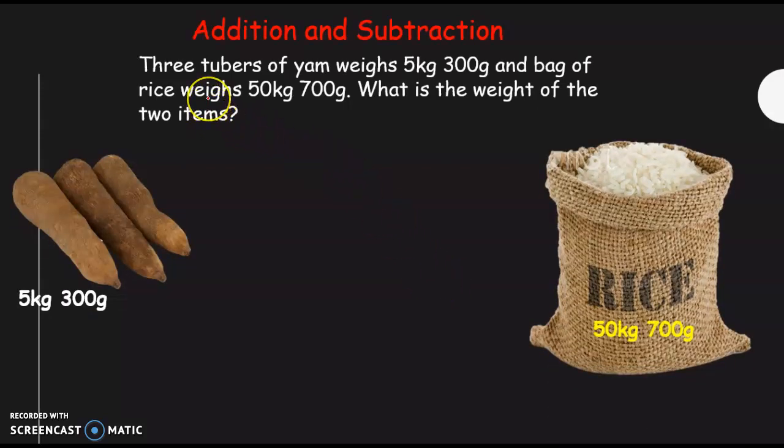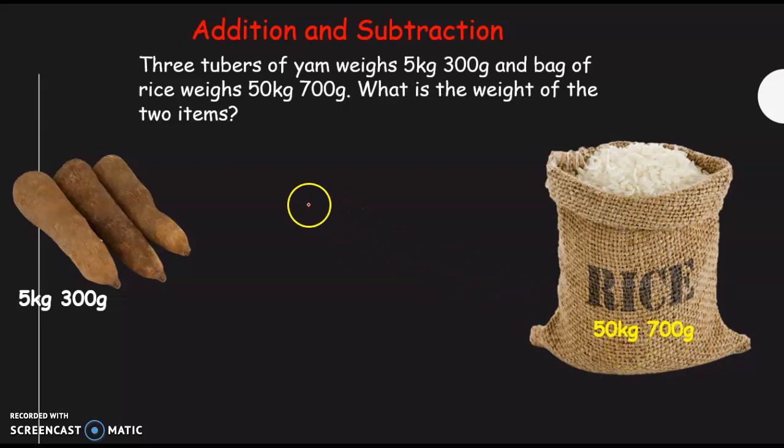So quickly, let us look at this word problem and see how we'll be able to solve it. 3 tubers of yam weigh 5 kg, 300 grams, and a bag of rice weighs 50 kg, 700 grams. What is the weight of the two items? That's the first item. 3 tubers of yam, they weigh 5 kg, 300 grams, while the bag of rice weighs 50 kg, 700 grams.